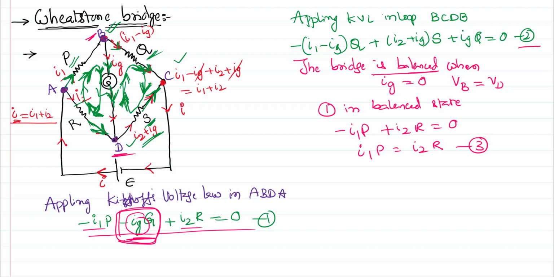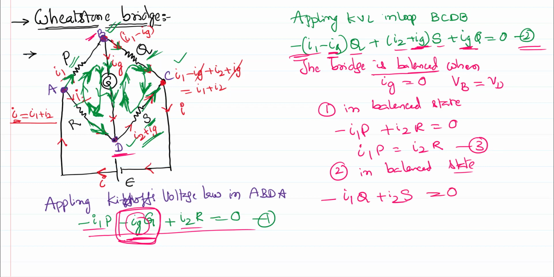Now let's write equation number 2 in balanced state. In balanced state, galvanometer shows 0 deflection, Ig equal to 0. This Ig becomes 0, this Ig becomes 0. So what will be the equation? Minus I1, this Ig becomes 0, and Q is there, into Q, plus I2, this Ig becomes 0, S is there. This Ig also becomes 0, so equal to 0. So the equation will be I1Q equal to I2S. This is equation number 4. So you got equation number 3 and 4.